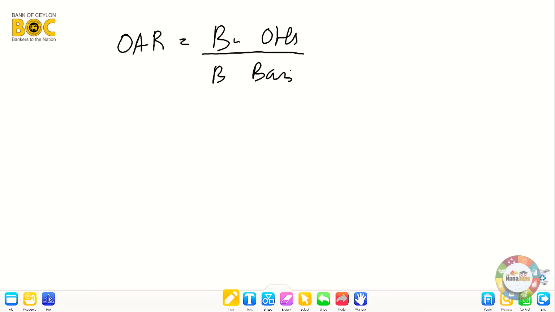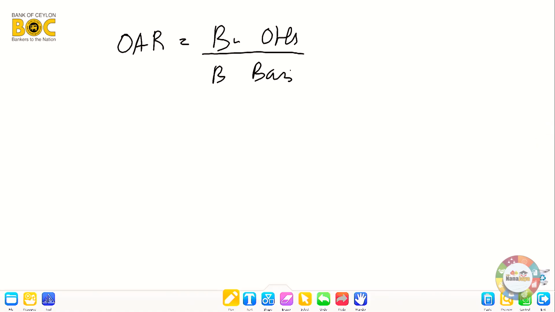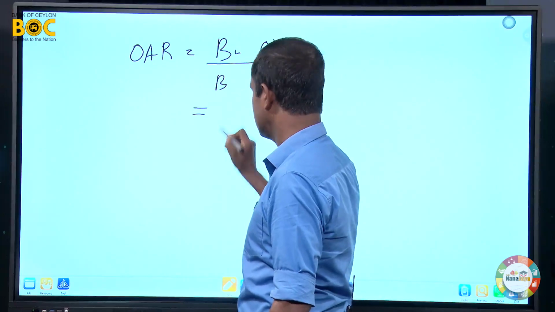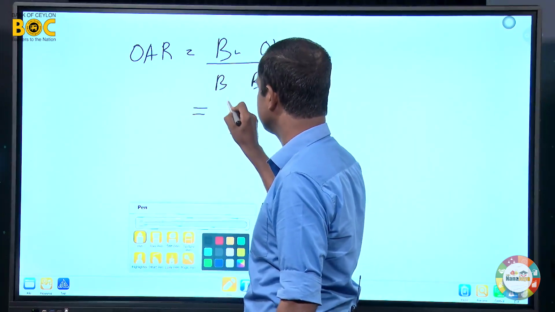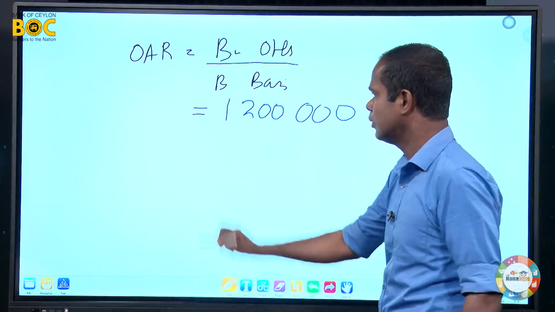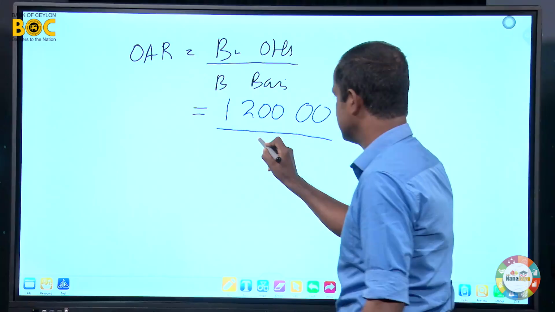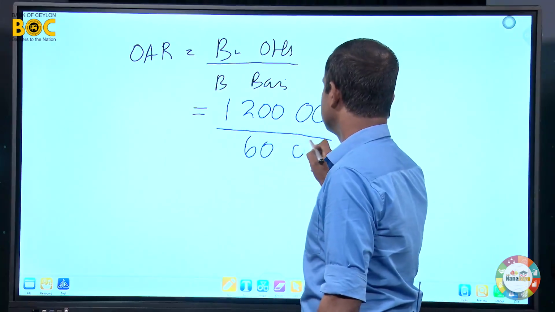So what's the budgeted overhead? Department A 700,000, department B 500,000. The addition is 1,200,000. We have to calculate the overall predetermined absorption rate. The budgeted overhead is 1,200,000. So the budgeted machine hours, how much? The budgeted machine hours given are 60,000.